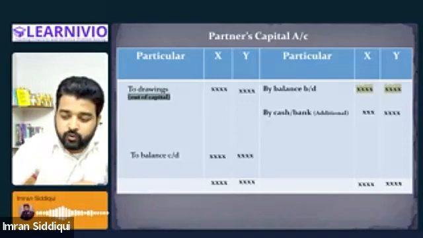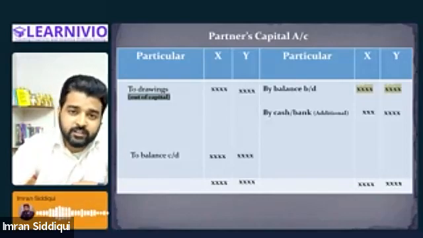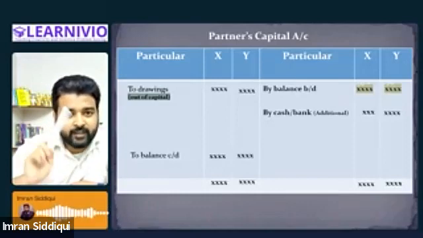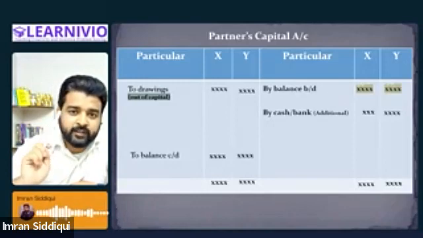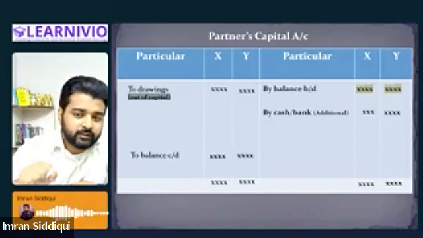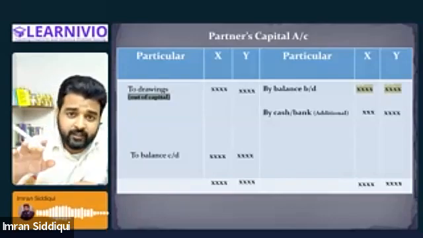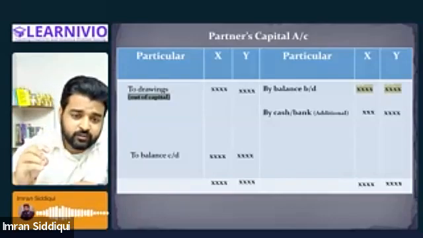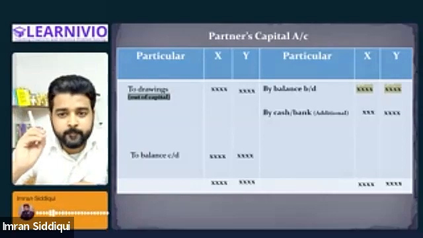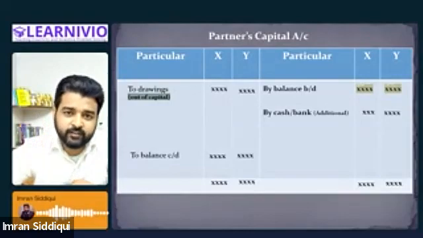If drawings are made out of capital, it will always be there in the question. If the question specifically says that drawings are being made out of capital, then only will you assume that it is a drawing out of capital, and only then will you record such drawing in the partner's capital account. But if the question is silent, if it simply says that a certain amount of drawing has been made, you cannot simply presume that it is made out of capital. Got it? Drawing is made out of capital only if it is given in the question.